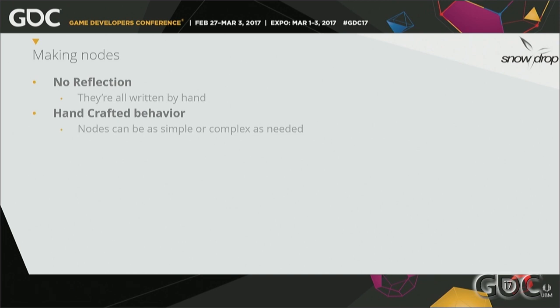It might seem like a lot of work to manually declare each node, but it also means that we have nodes that do exactly what they need and no more. We can craft each node to be as simple or as complex as we need to be, and with short iteration times, it's not nearly as bad as it sounds.